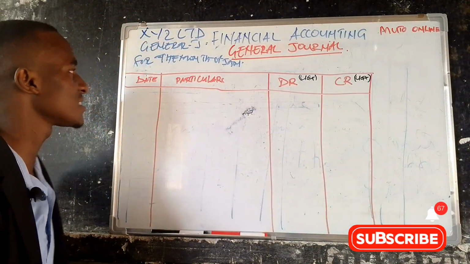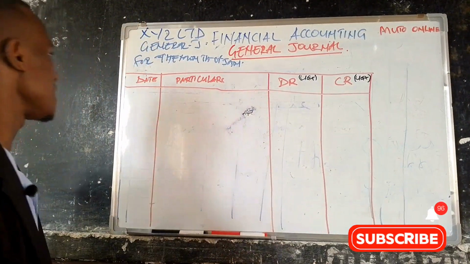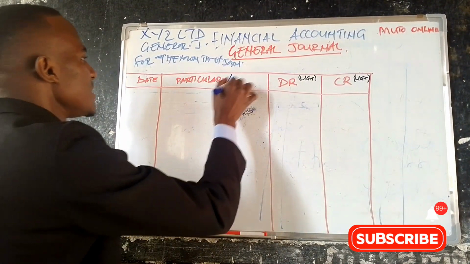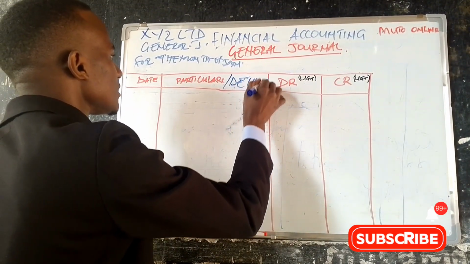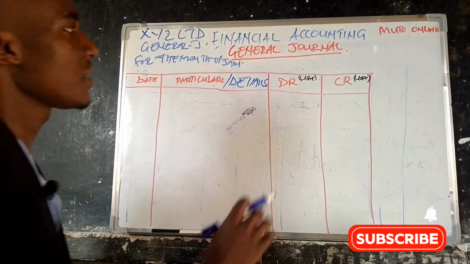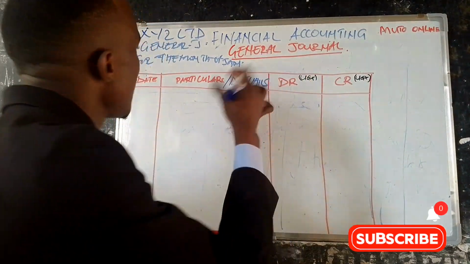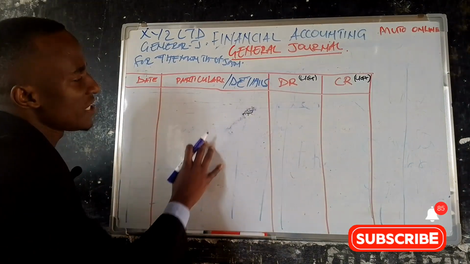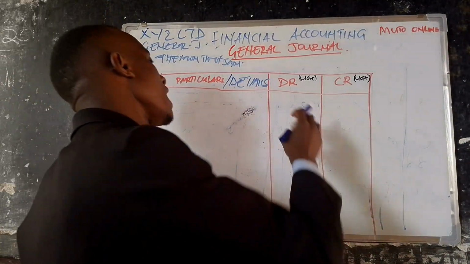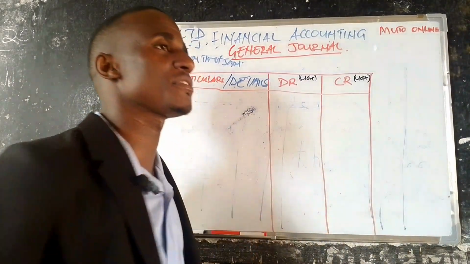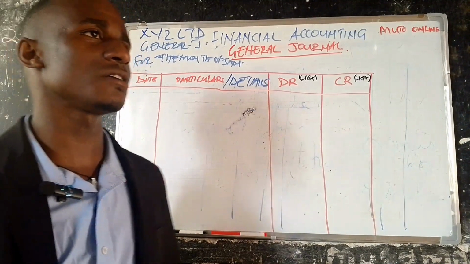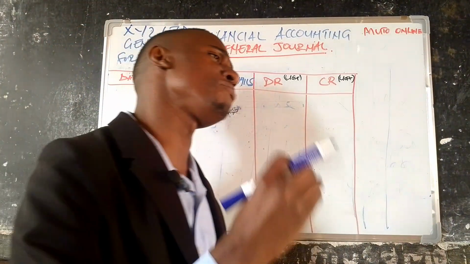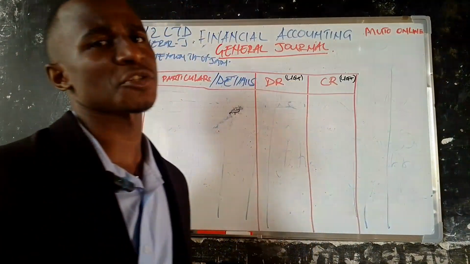And then afterwards, a general journal starts with a date, then the particulars, which one may also call the details. Then lastly, we have the debit and the credit. Remember, a specific feature of the general journal is that you give a reason as to why you have posted that transaction.